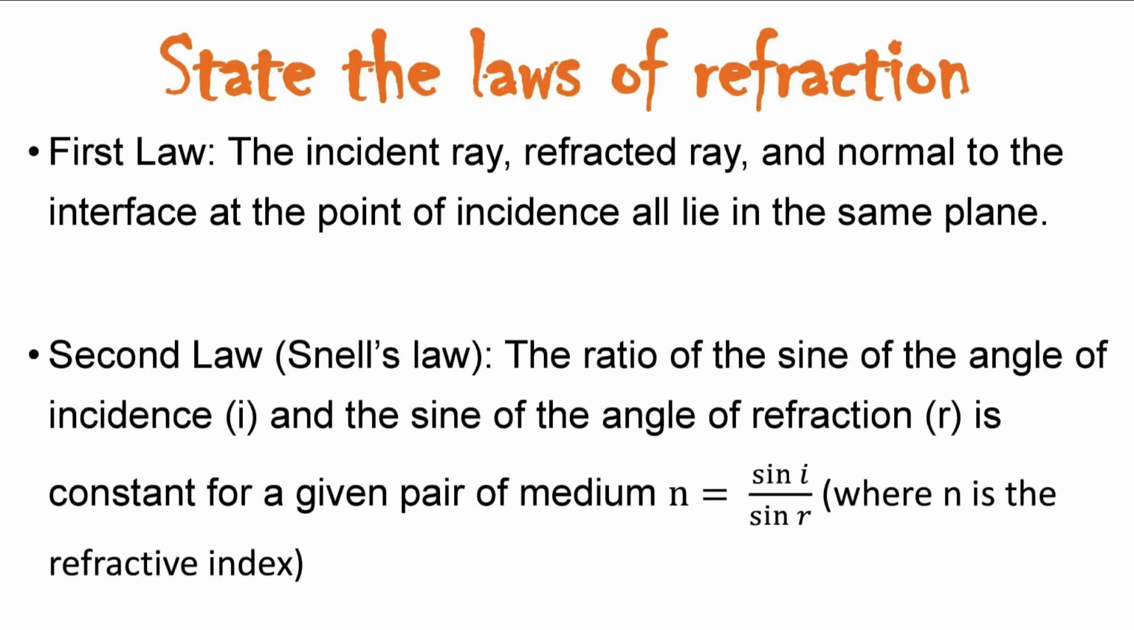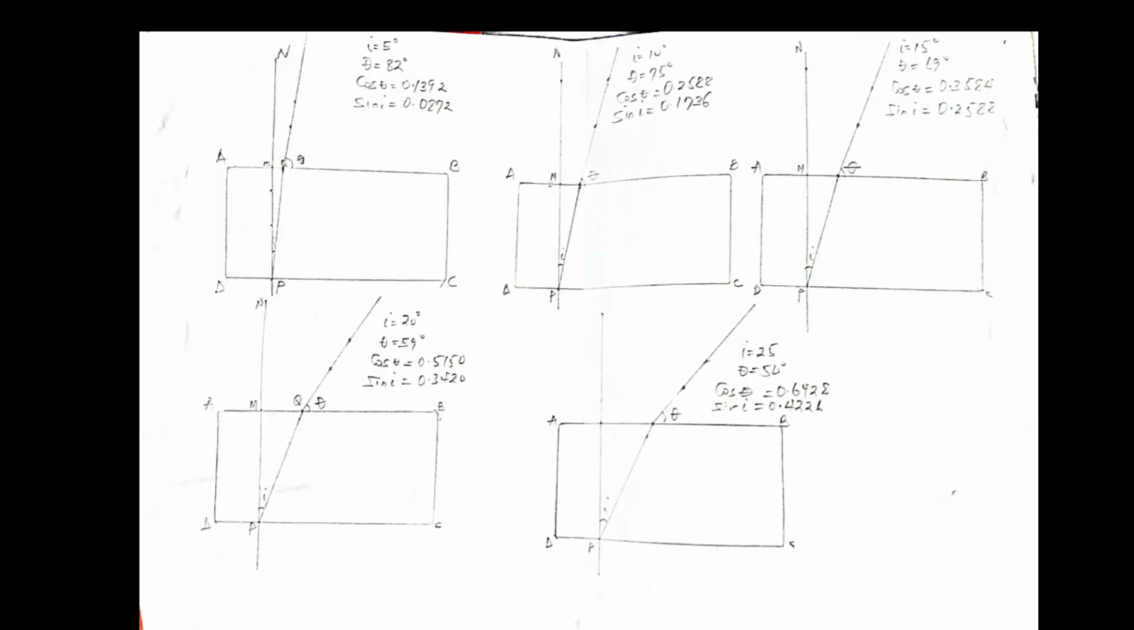Then, because we did an experiment on refraction, we are asked to state the laws of refraction. We have two laws. The first law states that the incident ray, the refracted ray, and the normal at the point of incidence all lie in the same plane, while the second law, which we call Snell's law, states that the ratio of the sine of the angle of incidence to the sine of the angle of refraction is a constant for a given pair of media. That constant is referred to as the refractive index of that particular medium. So these are some of the questions that they asked us.